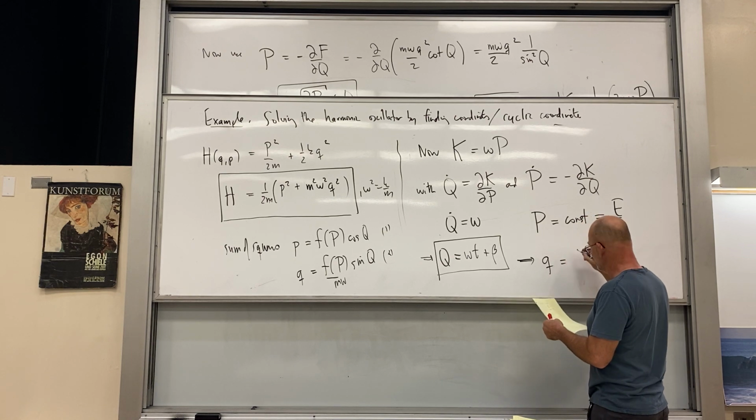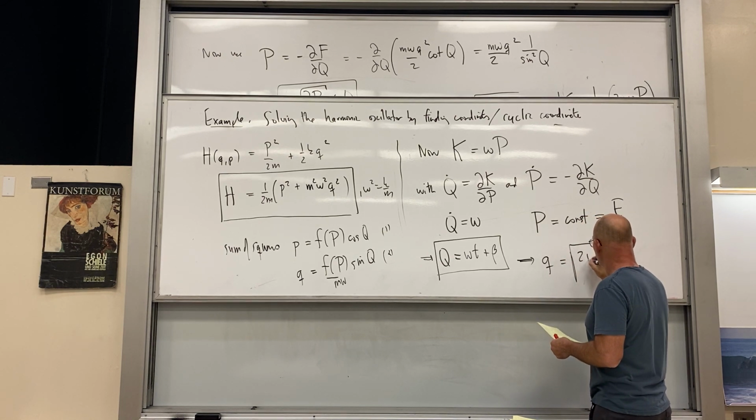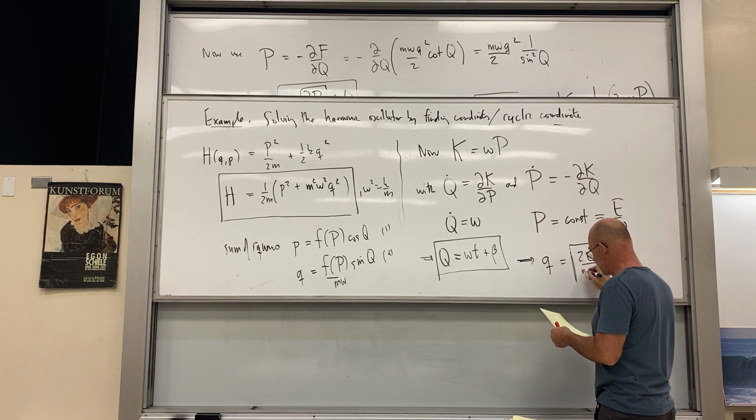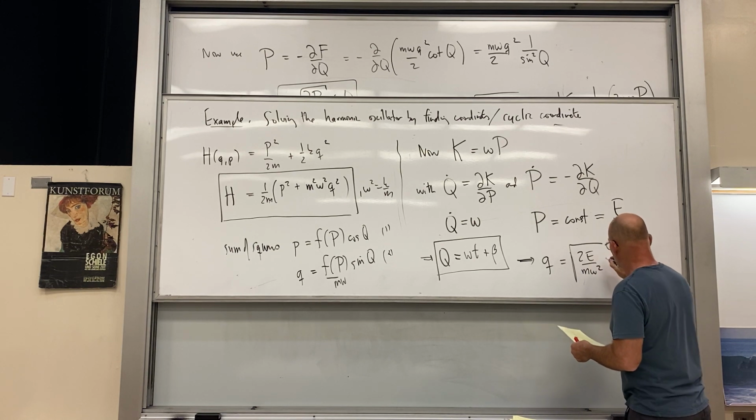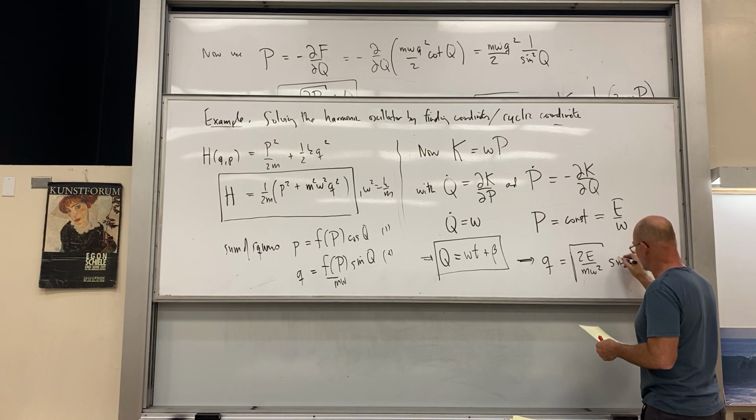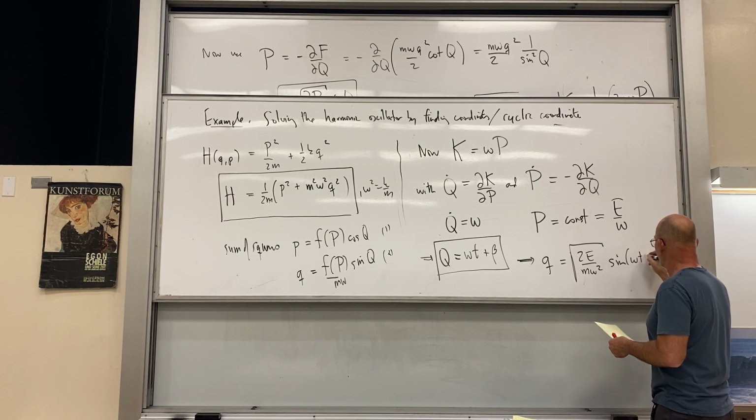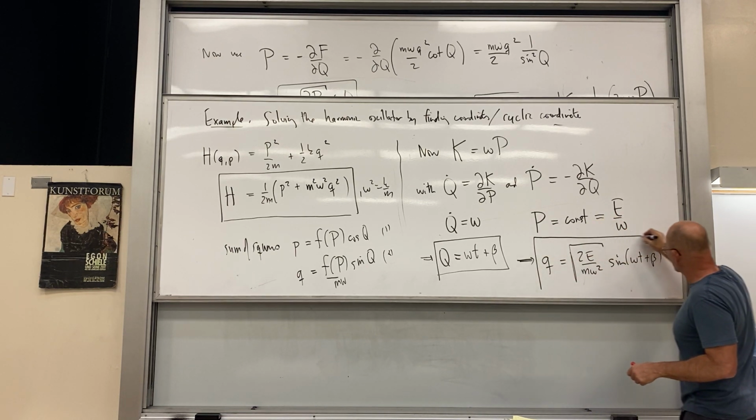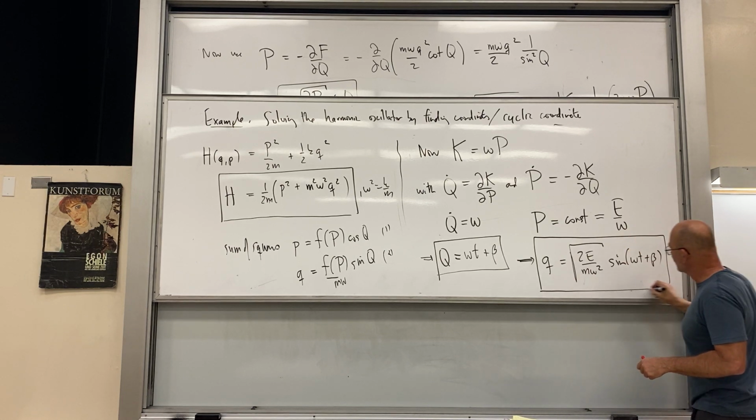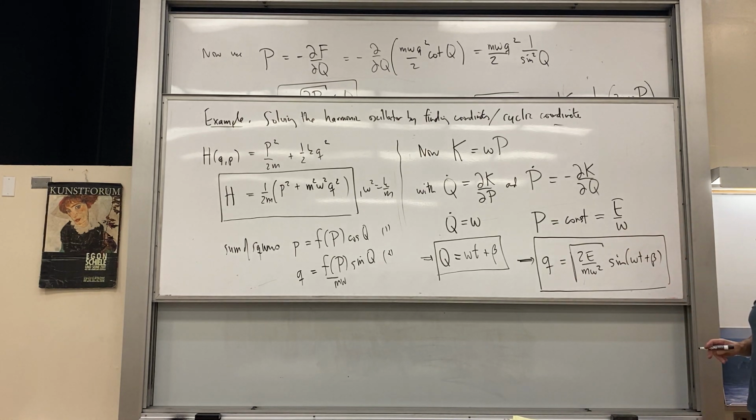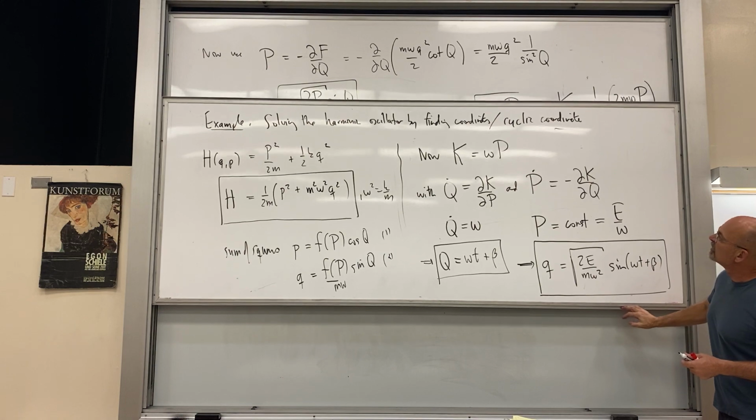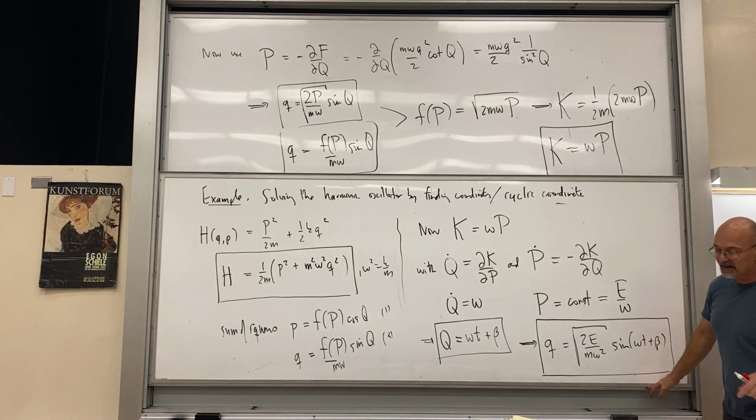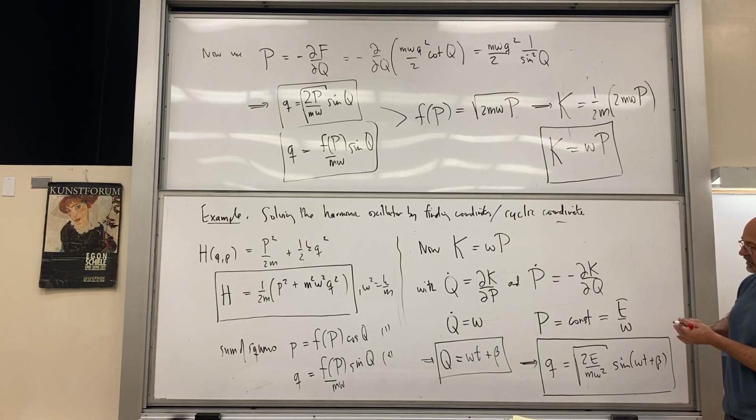Therefore q is equal to root 2E over m omega squared, and outside of the square root sign, sine of omega t plus beta. And that's the standard solution to the harmonic oscillator. So this time we can have it all up on the board at once.